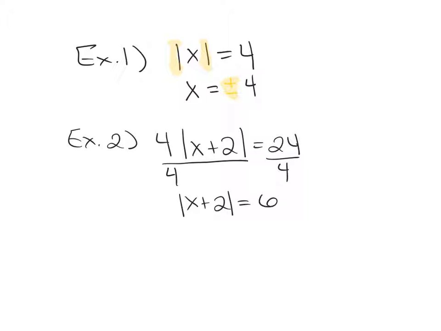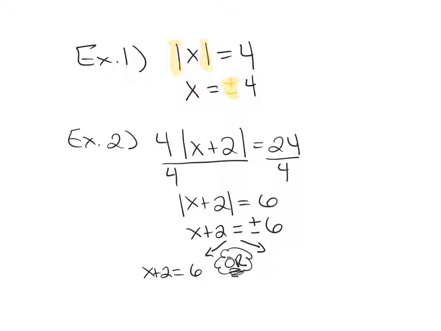Now we have to undo that absolute value. When you undo it, you have x plus 2 equals a positive or negative 6. Remember, here, this is our signal that we are going to have to solve 2 equations with that giant or in the middle. So that means x plus 2 equals a positive 6, or x plus 2 equals a negative 6.